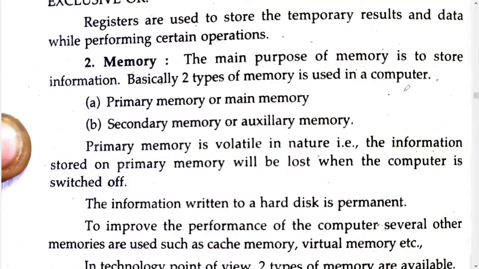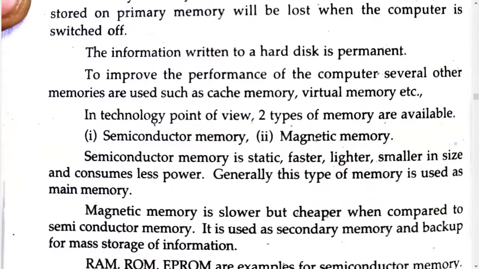See, for example, in an Android phone, if you open some apps and after 30 minutes or so you open the functions option, you see multiple apps opened. You just clear them, right? But even if you do not clear them, after 15 or 20 minutes they will automatically get closed. The information written on the hard disk is permanent. To improve the performance of the computer, several other memories are used, such as cache memory, virtual memory, etc.